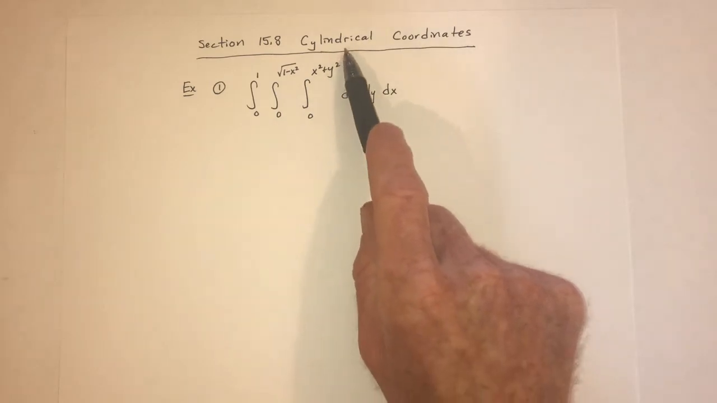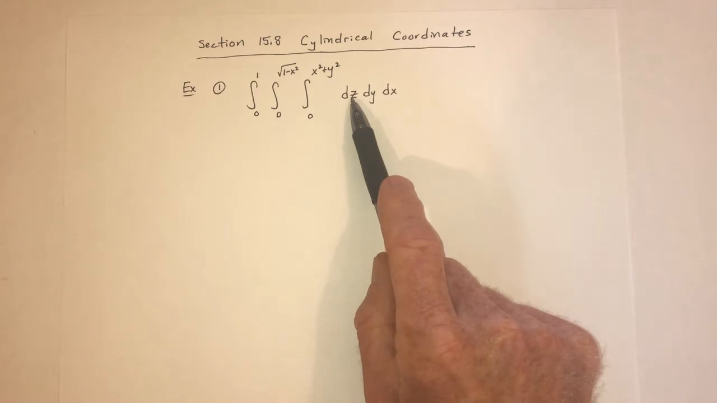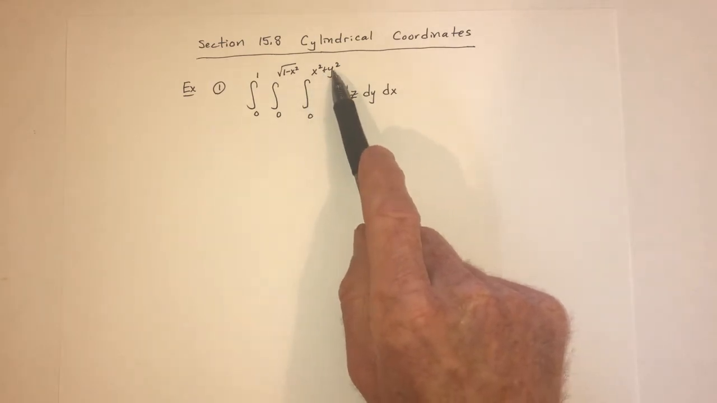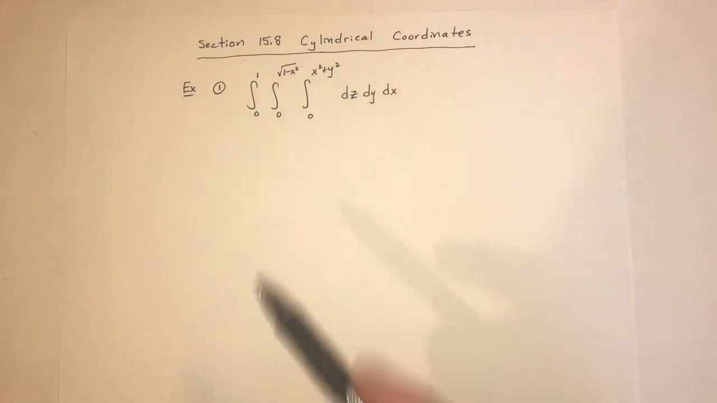So in other words, cylindrical is polar coordinates. The only difference is you leave the z as the z. So you can replace the x squared plus y squared with r squared, but dz will just stay there.